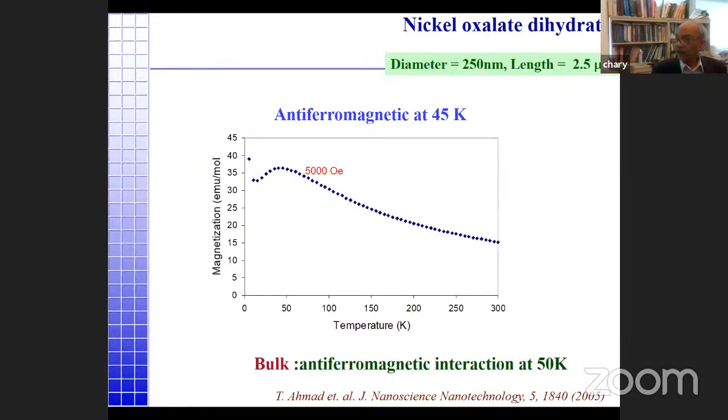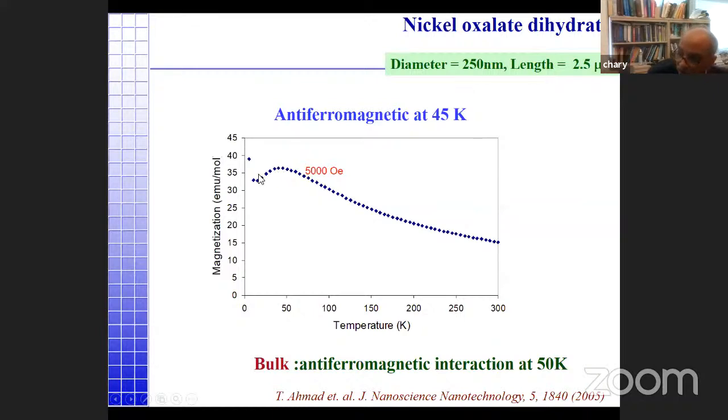So let's look at the first example. Here I have a very simple compound, nickel oxalate dihydrate, NiC2O4·2H2O. We were able to make particles with a diameter of 250 nanometers and a length of about 2.5 microns. When we looked at the magnetic property of this material as a function of temperature, starting at 300 degrees Celsius and cooling down, at about 45 Kelvin we start seeing a dip in the magnetization.